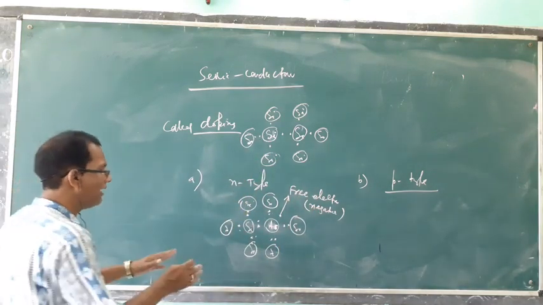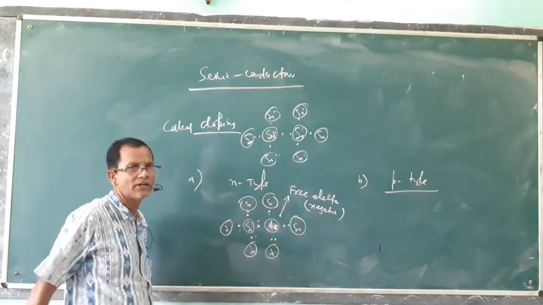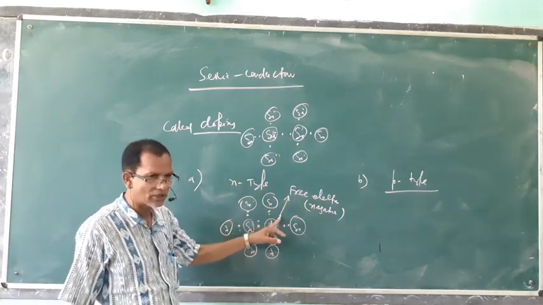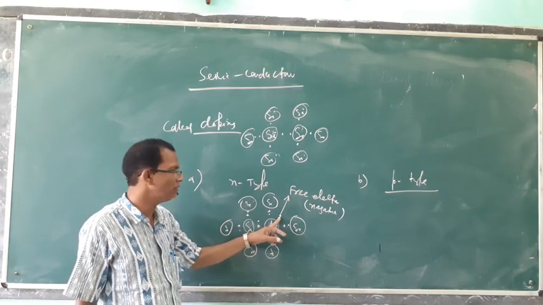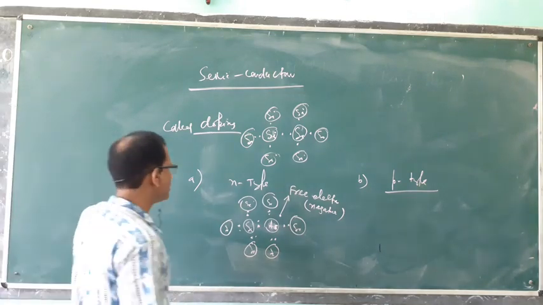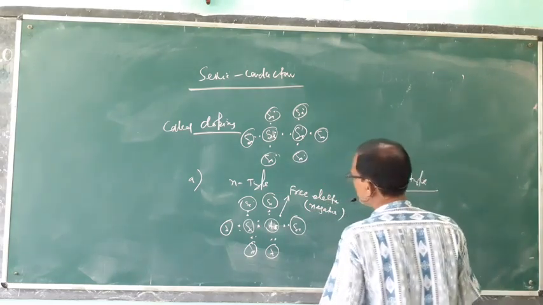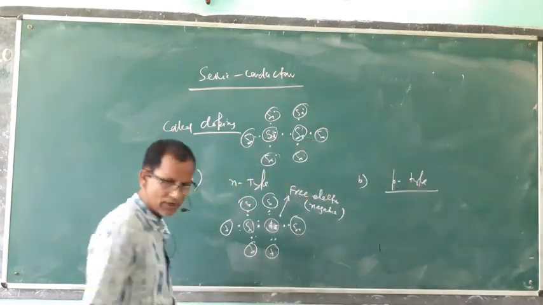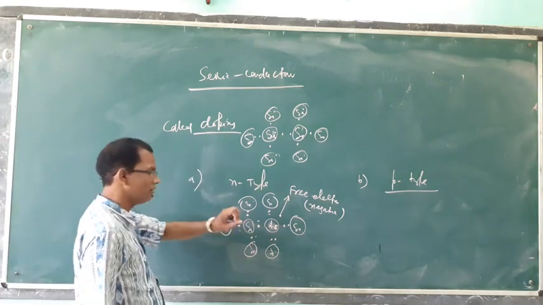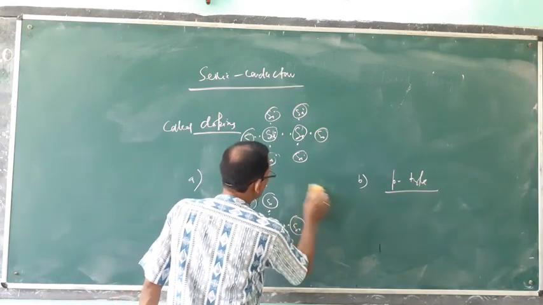That means when you add higher valency to the lower valency, then N-type semiconductor is formed due to availability of free electrons. This extra electron available can be used as a current carrier. That's why it is called N-type. Then come to P-type. In P-type, what happens? Here, the same silicon crystal you take, then you add boron.